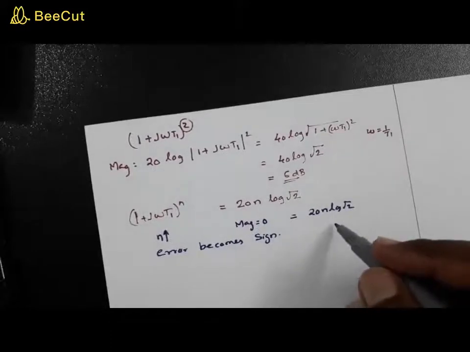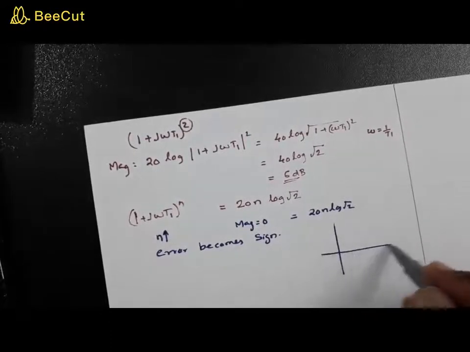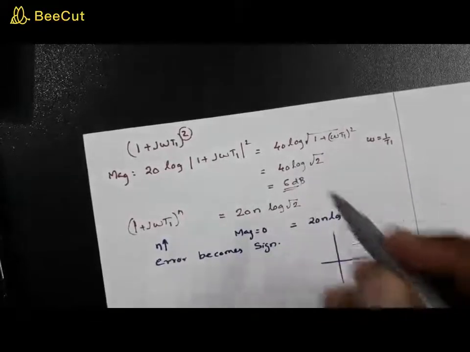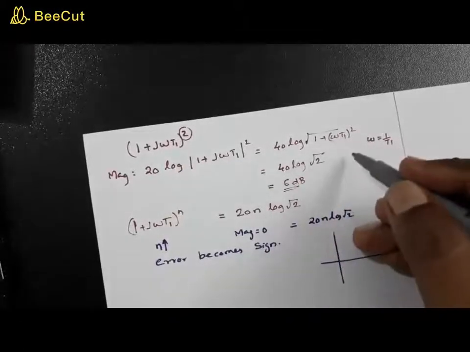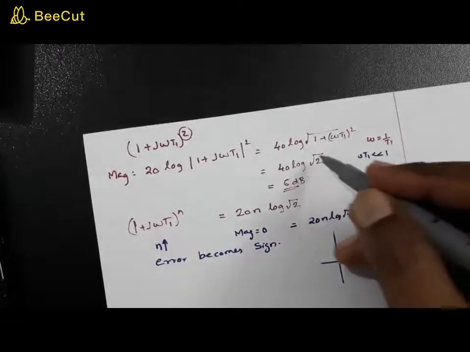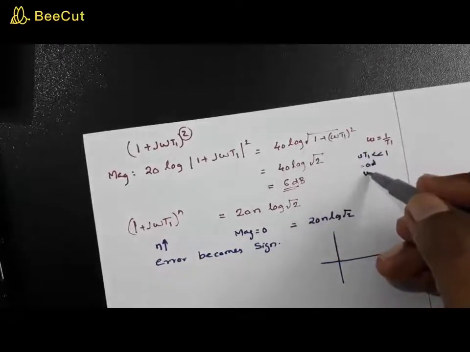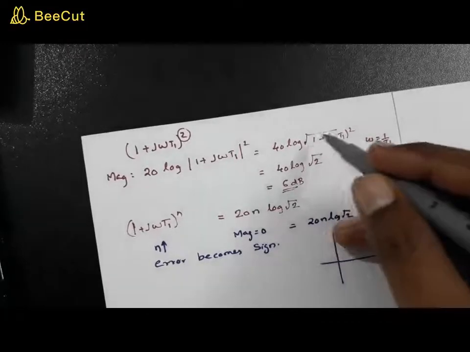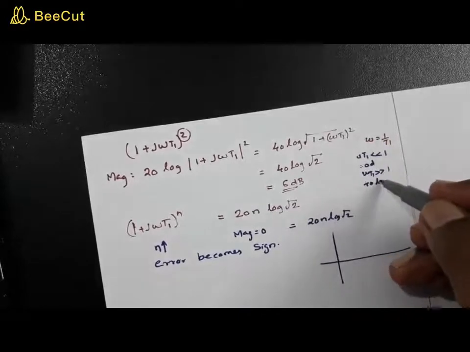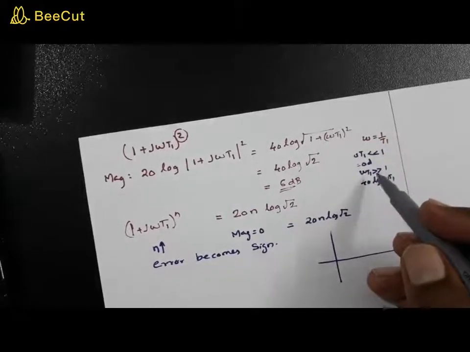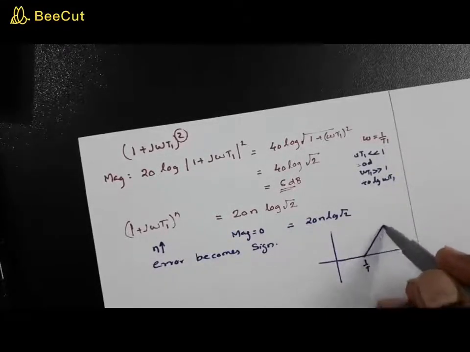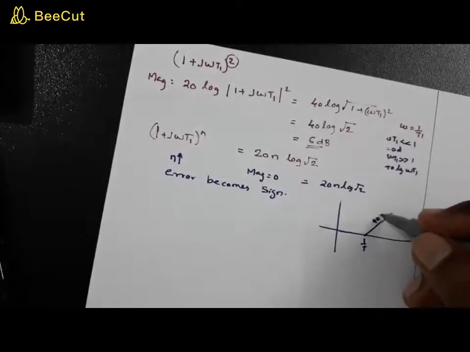But what we did so far, if you are to plot this without considering this error, is assume that omega t1 is much less than 1, so we say that this is equal to 0 dB. For omega t1 much greater than 1, we ignore the 1, so that this becomes 40 log omega t1. After omega t1, that is at 1 by t1, it increases at a rate of 40 dB per decade.